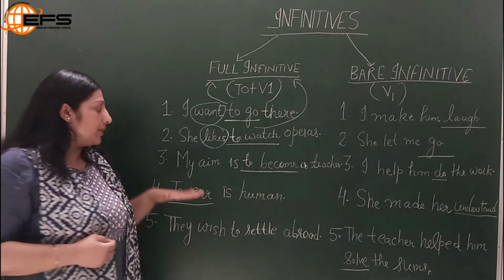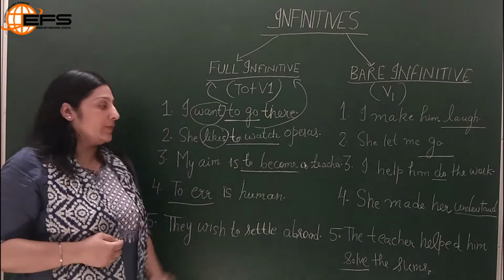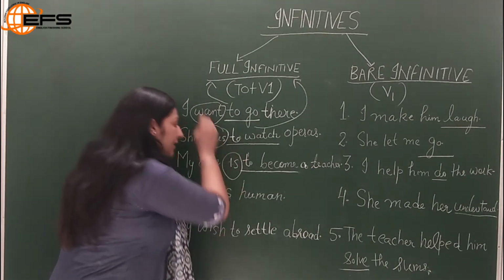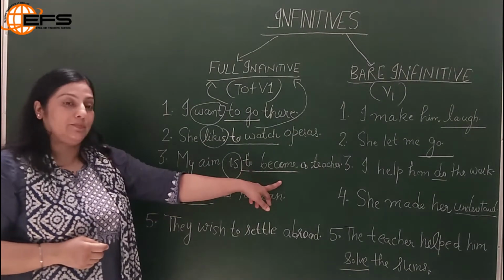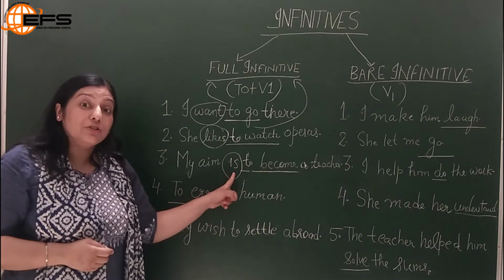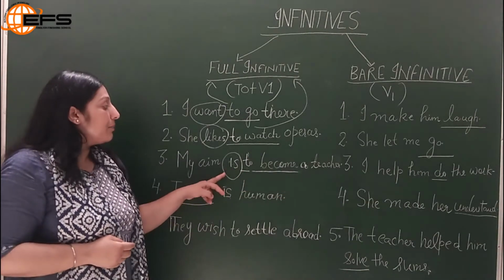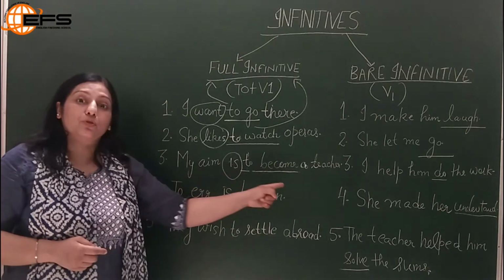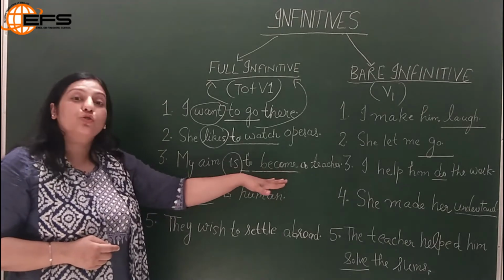Third example, my aim is to become a teacher. So here my main verb, which is called the finite verb also, is, then I have to become. If I change is into was, my aim was to become a teacher. My aim will be to become a teacher. His aim is to become a teacher, right? So we will not change to become.